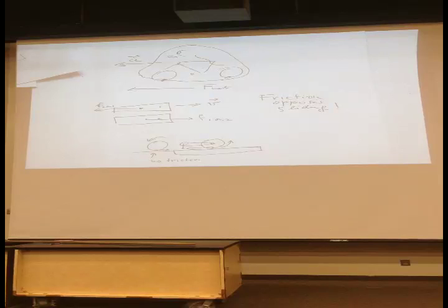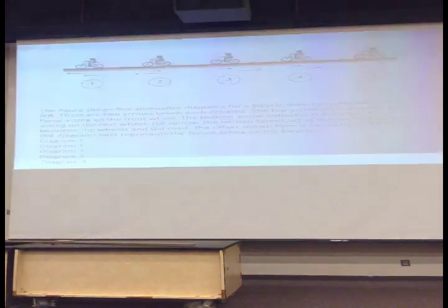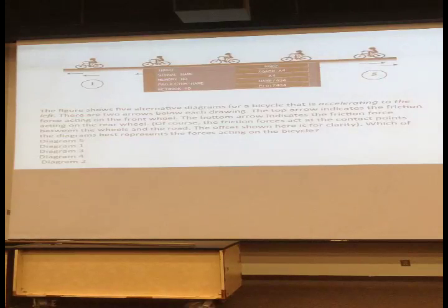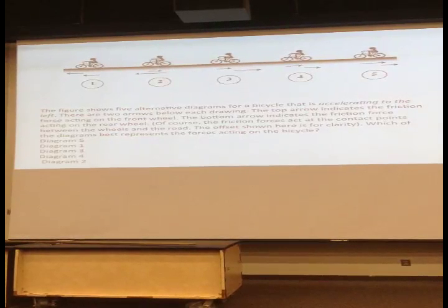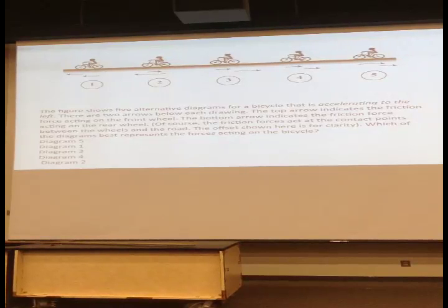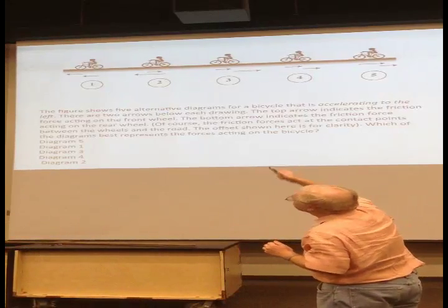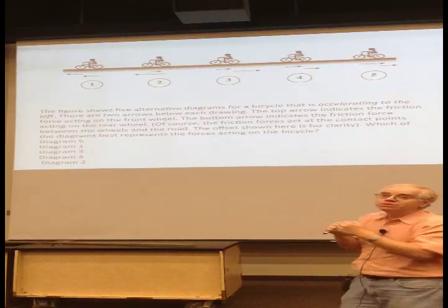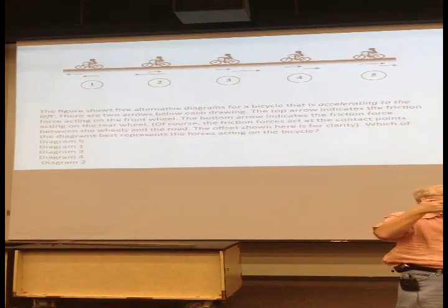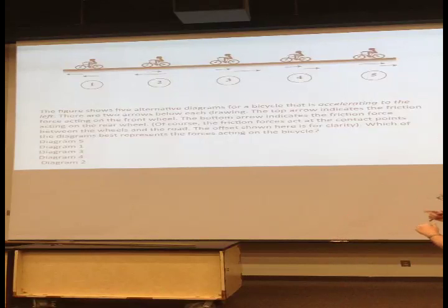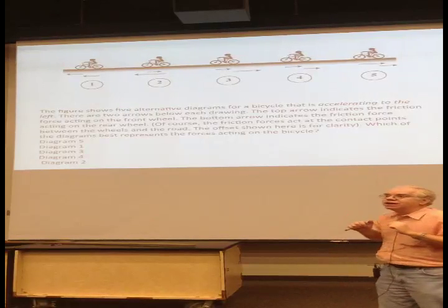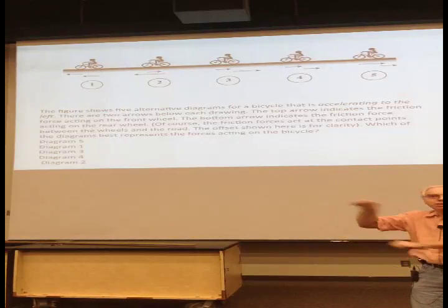So if we go back to the picture here, which diagram is the one that has that? It's 2. Now the two friction forces are in opposite directions. How do we know they don't cancel out? Well, because the one forward can be made as big as you want just by pedaling hard.